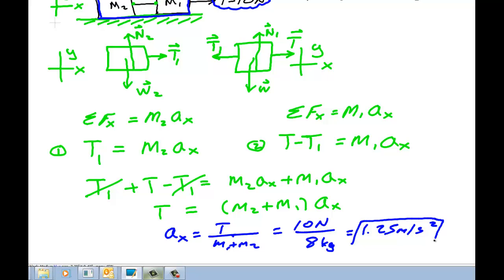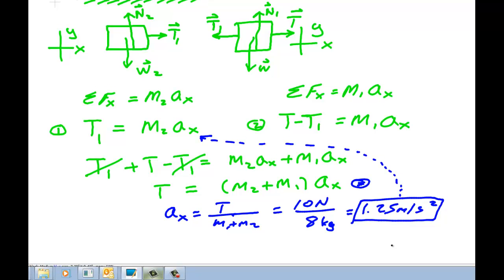Now, I could, like I said, have jumped to this line right here, right off the bat like I did in the other video, and I could have found AX. Once I find AX, I could take that and plug it into here, and because I would know the mass, M2 is 3 kilograms, I could find the tension in this rope. So maybe the second question that somebody asks you is, what's the tension in the rope?